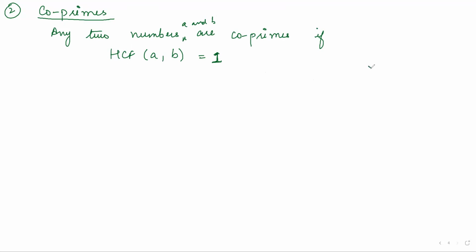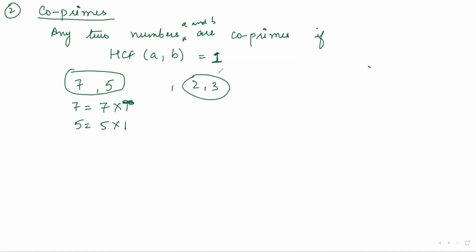For example, I take a number 7 and a number 5, right? So 7 can be written as 7 into 1, and 5 can also be written as 5 into 1. So you can see 1 is always common, like 1 will occur in every number. So the highest common factor is only 1, nothing else. So 7 and 5 is one example of co-primes. 2 and 3, right? Another pair of co-primes. Understood? Yes, ma'am.